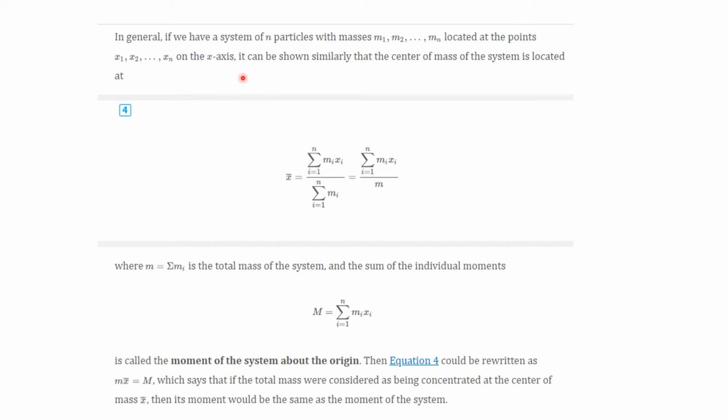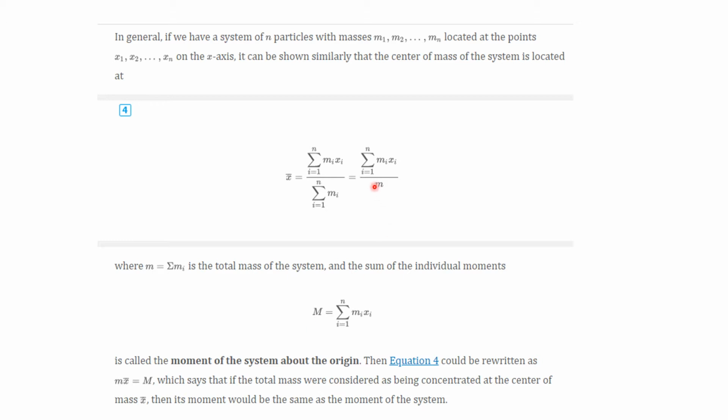Now we can generalize this to any number of masses, m1, m2, all the way up to mn, located at these points, and we get the same formula. x bar is equal to the summation from i equals 1 to n of mi xi, divided by m. Here m, the sum of the masses, is the total mass of the system, and the sum of the individual moments, which could be positive or negative, is called capital M, the moment of the system about the origin.